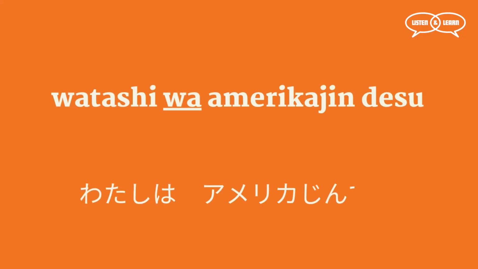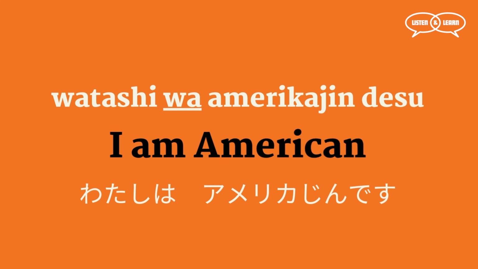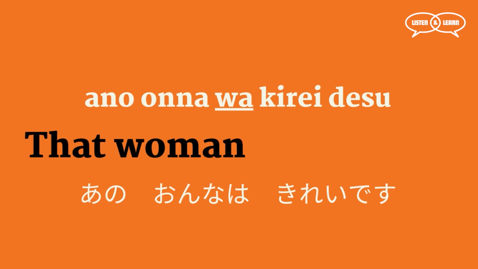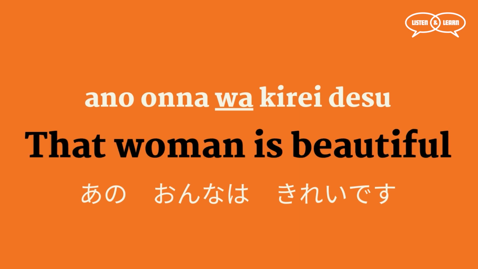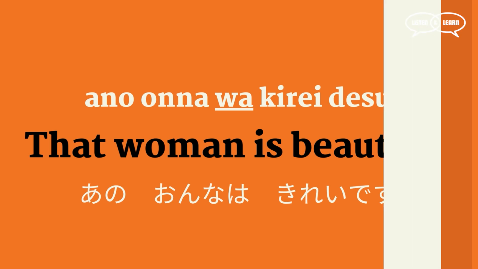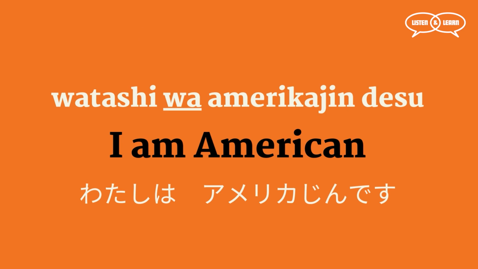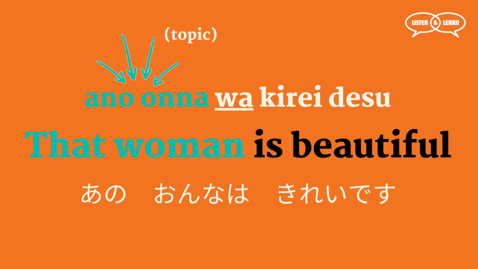Now, let's look at this example. Watashi wa America-jin desu. I am American. Another example. Ano onna wa kirei desu. That woman is beautiful. In these examples, the words before the particle wa are the topics of my sentences. In the first sentence, the topic is me, I, and in the second sentence, the topic is that woman.